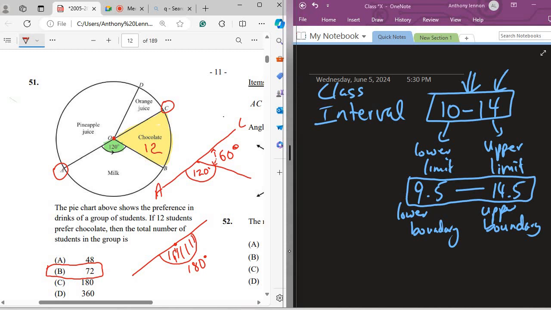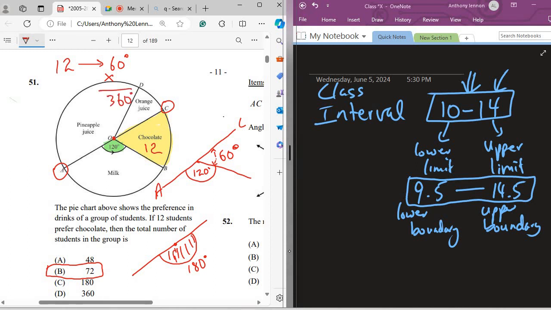So 12 students, when you think about it, guys, are represented by an angle of 60 degrees, right? And a complete circle is how much? What's the degree of a complete circle, guys? 360. Right. So how do we get 360? What number do we multiply 60 by to get 360?